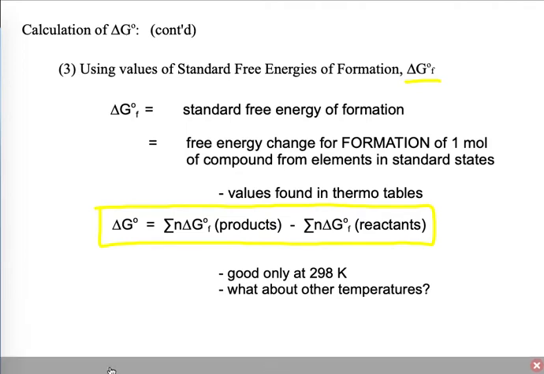What if we're at some other temperature? Then we simply revert to our master equation, delta G naught equals delta H naught minus T delta S naught. Because delta H naught, the standard enthalpy change, and delta S naught, the standard entropy change, are assumed to be temperature independent, and they are in this class, then we can simply calculate those using the thermodynamic tables, plug in whatever temperature we're at, and then calculate the corresponding value of delta G naught at that temperature. Remember, delta G naught, the standard free energy change for a reaction, is a function of temperature. It varies with temperature. That's very important.